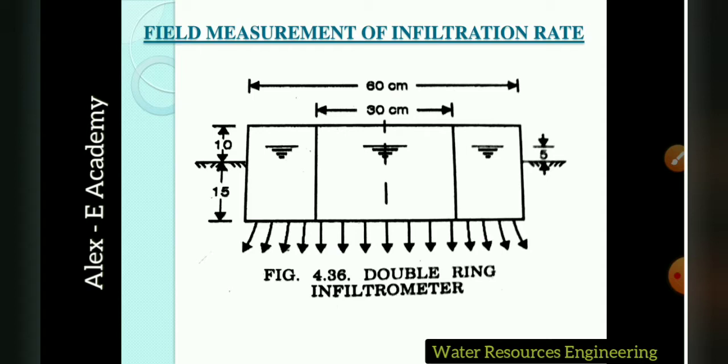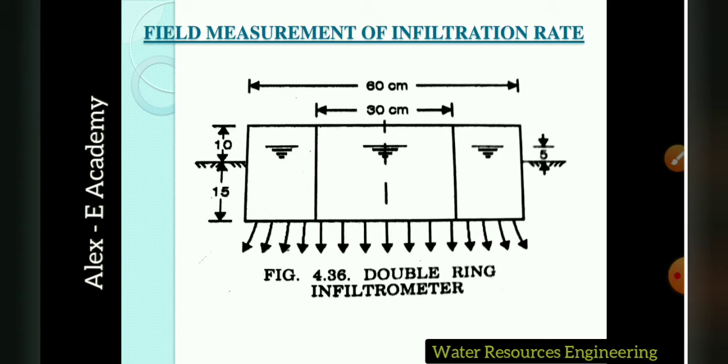The procedure is repeated several times till a uniform rate is obtained. Infiltration rate can be obtained from the depth, and the depth is calculated as the volume of water added to the inner cylinder divided by the area of the inner cylinder. After that, the infiltration capacity curve is plotted, which gives the infiltration curve for the catchment area.